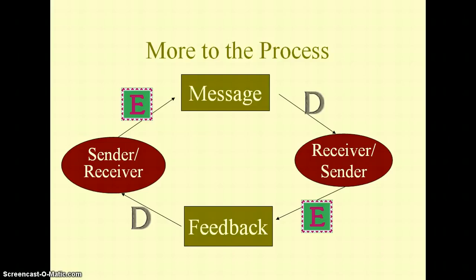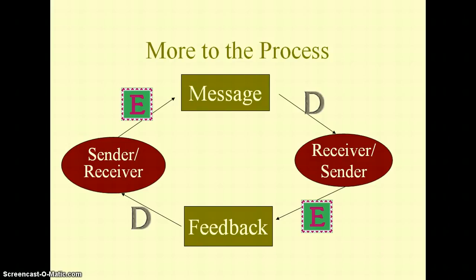Also, though, on the receiver end, the sender receiver and the receiver sender as well, they need to be able to decode that message correctly as well. So you may be asking, what is encoding and decoding? Encoding is the sender's selection of the means of expression. How do I shape that smile? What kind of tone do I put into my hello? Right? Those are the ways I encode. Decoding is how the receiver gives meaning to the message through their own perception.